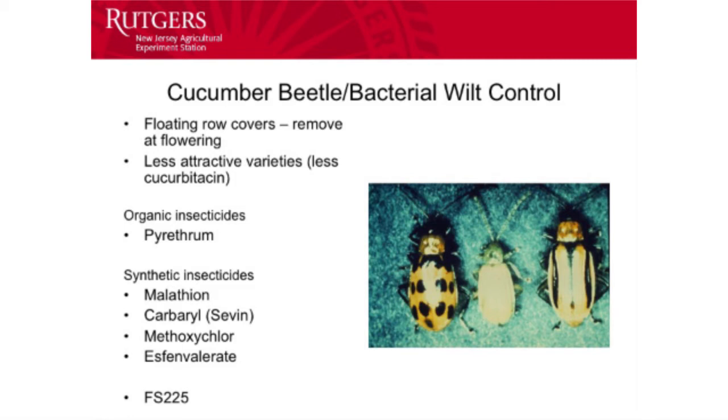Again, we can keep them out with floating row covers, removed at flowering, but there are also parthenocarpic types of cucumbers. Actually, there's more varieties of parthenocarpic cucumbers than squash, developed for greenhouse production. As far as resistance, the beetles are attracted by cucurbitacin, and so there are some varieties that have less cucurbitacin that you can try and look at.